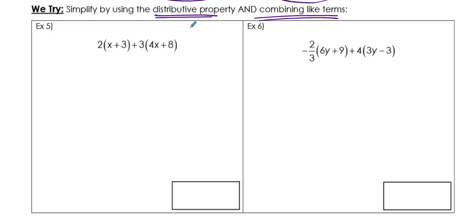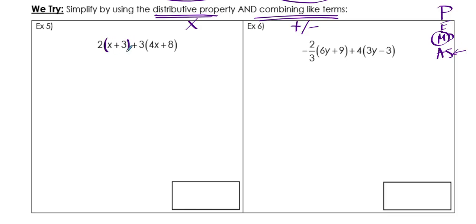So distributing is multiplying. That has to happen before we combine like terms because that's adding and subtracting. In PEMDAS, we multiply before we add and subtract. Multiplication always has to happen first. So we have to distribute first, then combine like terms.